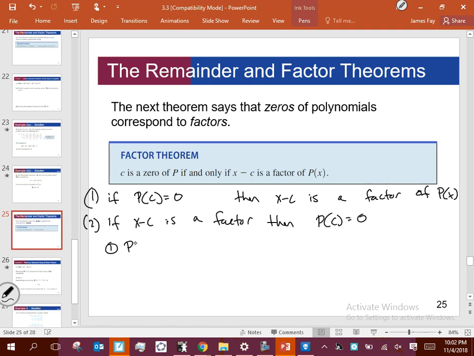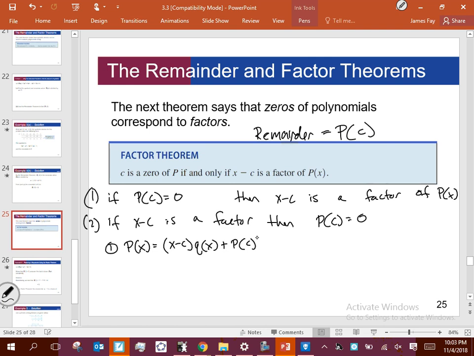We know that P of x can be rewritten as our factor x minus C times our quotient. So this is our divisor, which is hopefully going to be a factor, times our quotient plus our remainder. Well, the remainder theorem said that your remainder is equal to your polynomial evaluated at C. So instead of putting R here, we just put P of C.